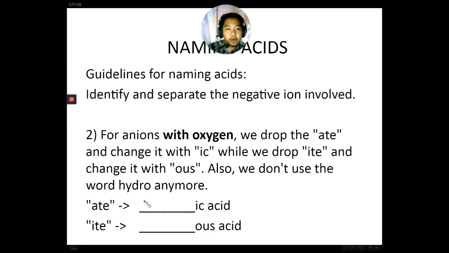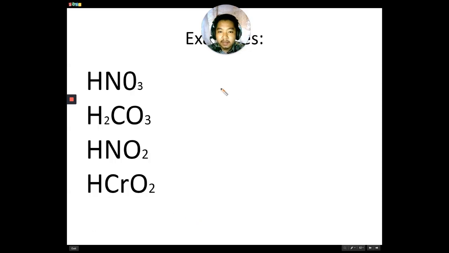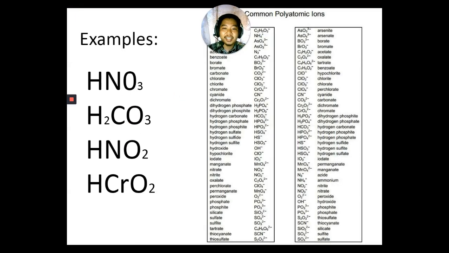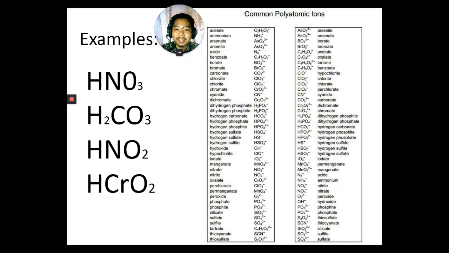So this is the difference if there's an oxygen. We oftentimes call them oxoacids. So ATE becomes IC, so that will become blank-ic acid, without the hydro. ITE becomes OUS, or blank-ous acid, again without the hydro. Now I can talk all day, but this will be better appreciated if we give some more examples. So let's try these: HNO3, H2CO3, HNO2, HCrO2. It would be very difficult, but since it's an online class, tadaan, magic, we will be given a list of polyatomic ions so that you will simply look at them.